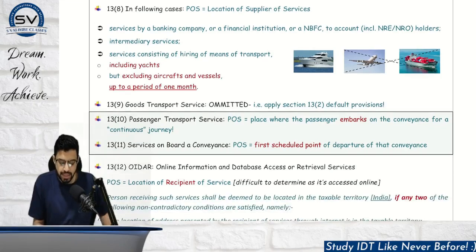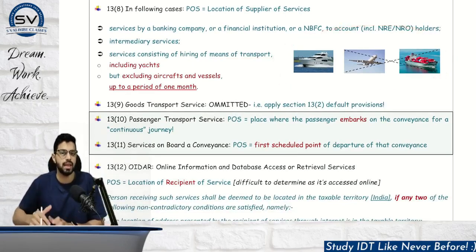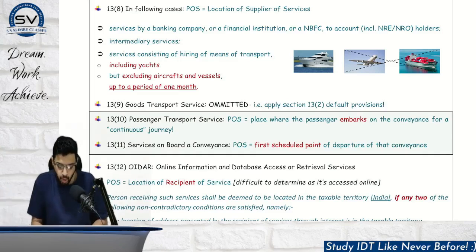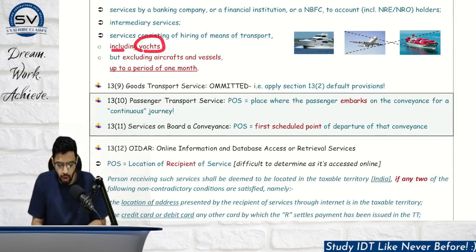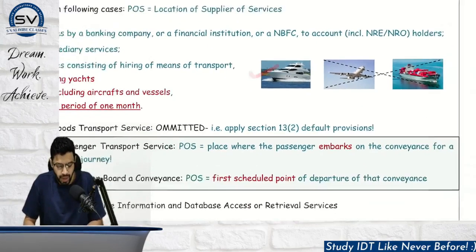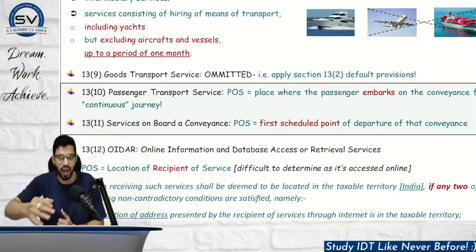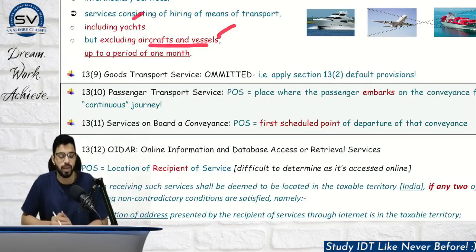Next, services consisting of hiring of means of transport. Now this is important, you have to focus, and then we will focus on these pictures. Pictures are basically there to ensure that you learn things for a longer period of time. So which means of transport are we talking about? Every means of transport including yachts. So yachts are also covered, but we are excluding aircraft and we are excluding vessels. So with respect to aircraft and with respect to vessels, we have to apply the default provisions.